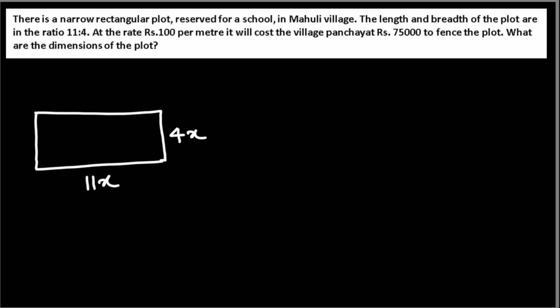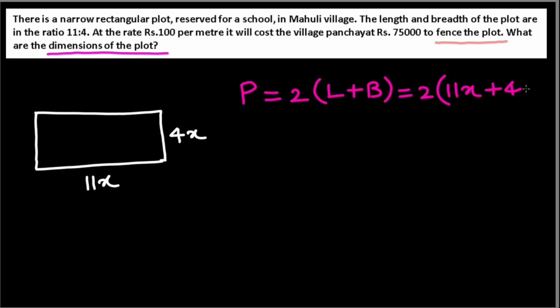We have to find the dimensions of the plot. There is going to be fencing to this plot, and when it comes to fencing, we have to consider the perimeter P of the rectangular plot, which is 2 times length plus breadth, which in this case will be 2 times 11x plus 4x. So the perimeter of this rectangular plot is 11x plus 4x, that is 15x multiplied by 2, that will be 30x meter.